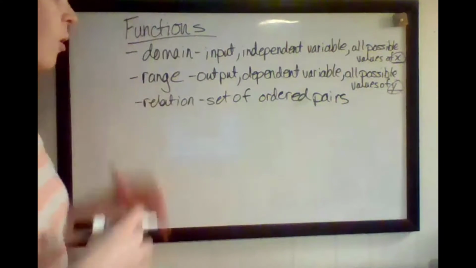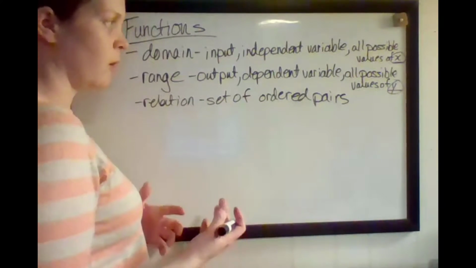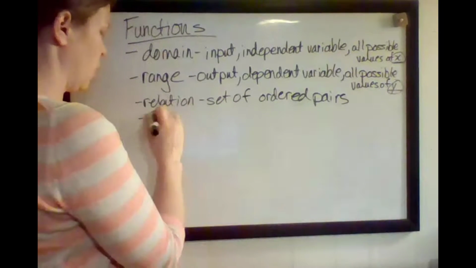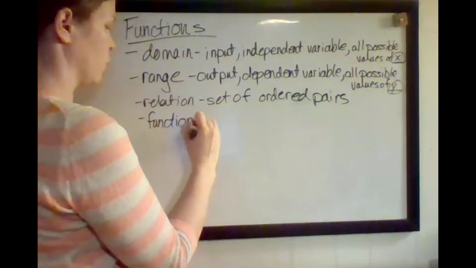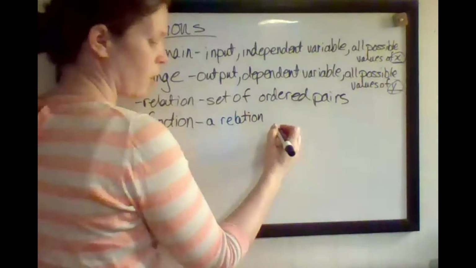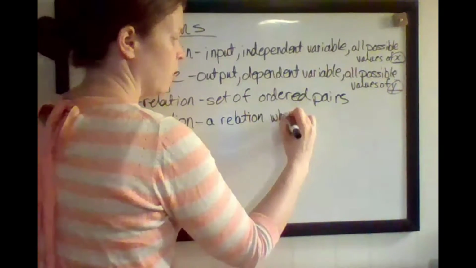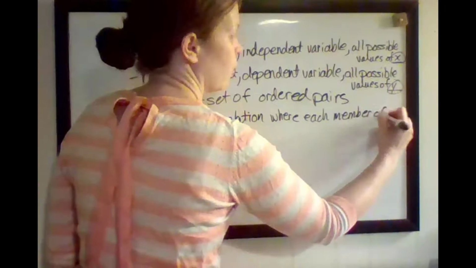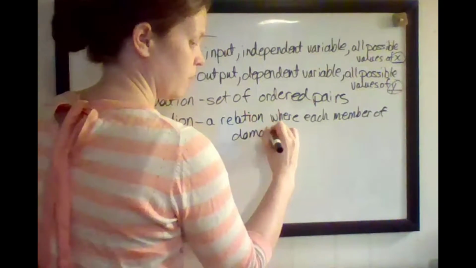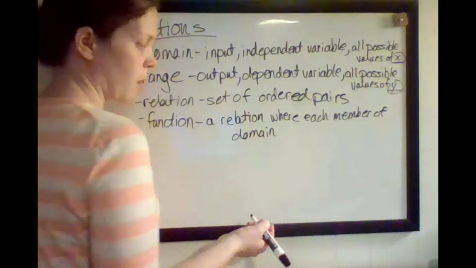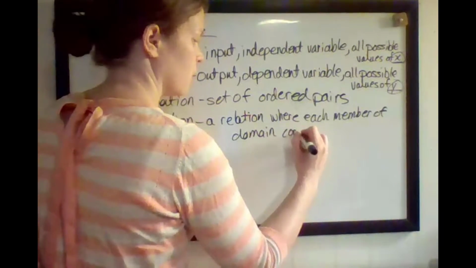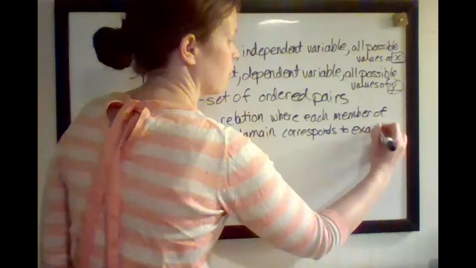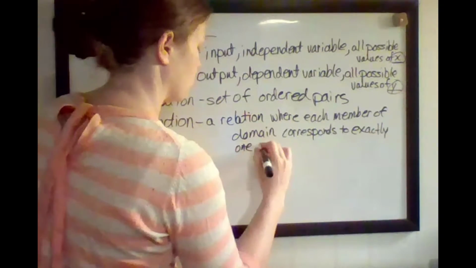Okay, so a set of ordered pairs. So everything in the domain goes to at least something in the range. So just having a bunch of different pairs of numbers is a relation. Now a function, though, we're going to get a little more specific. A function is a relation where each member of the domain goes to exactly one member of the range, or corresponds to exactly one member of the range.